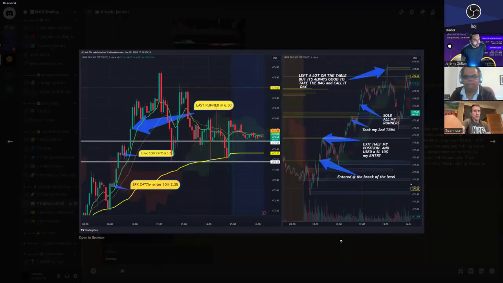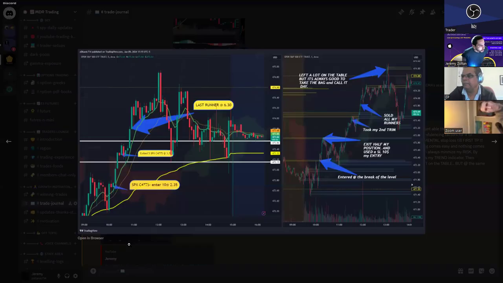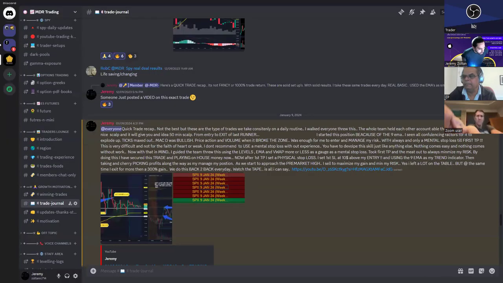So basically, this is a quick breakdown before we go deep into the chart. This is the 5 minute chart we have on the left, and this is the 1 minute chart on the right. So for you guys to get the maximum exposure of this, I'm going to have to open this up real quick.